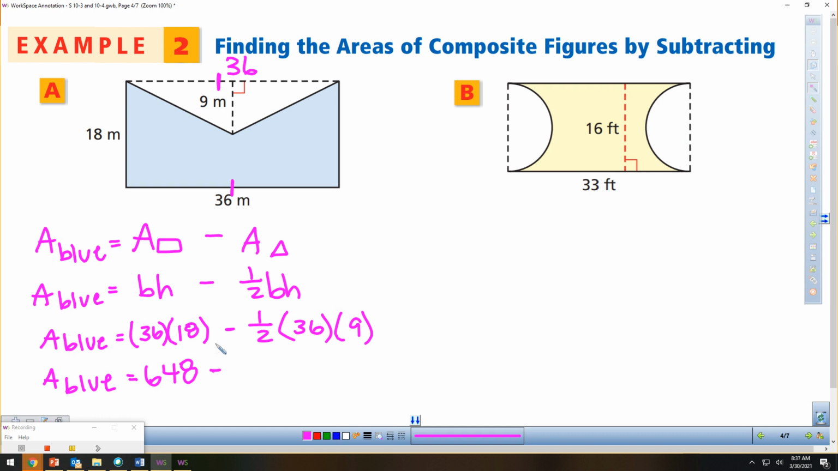Minus 36 times 9 times 1/2 gives me 162. So when you subtract those, the area of my blue figure is going to be 486 meters squared.